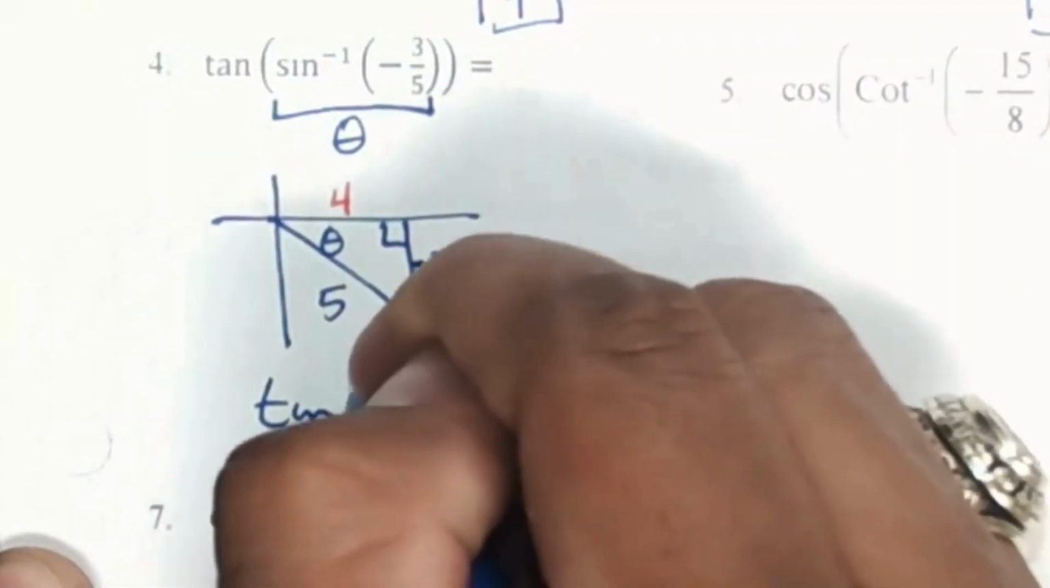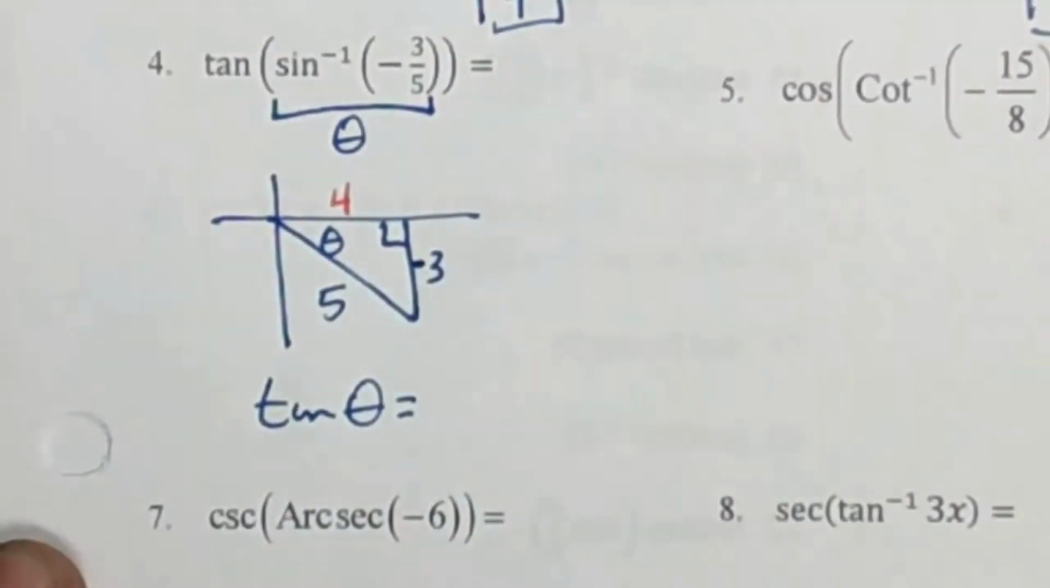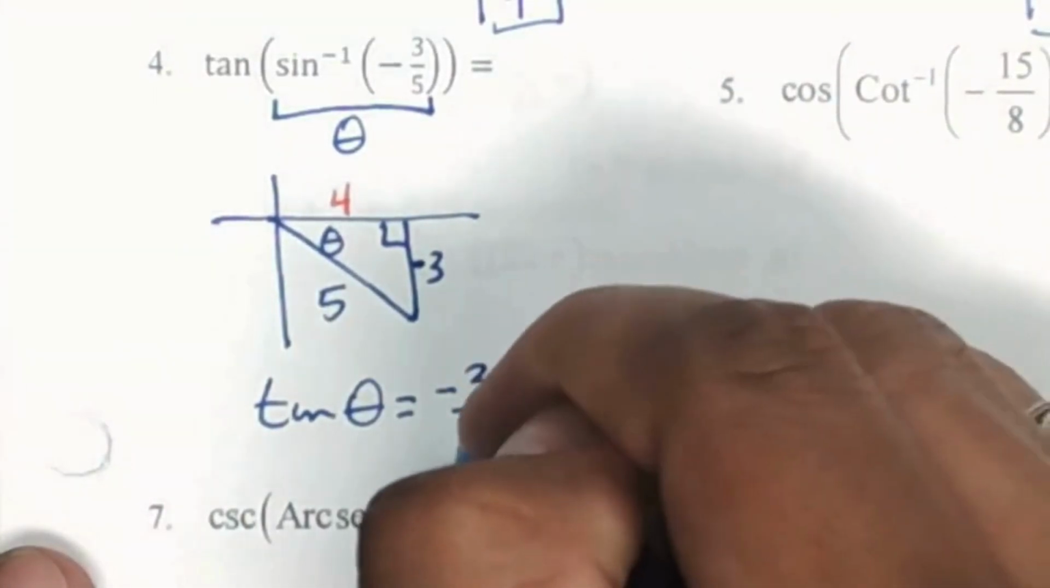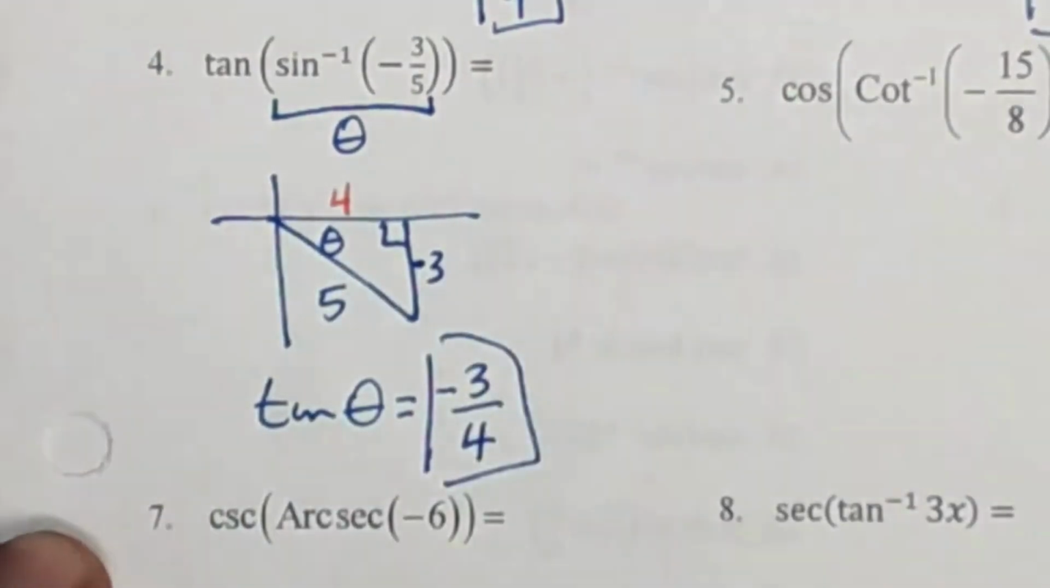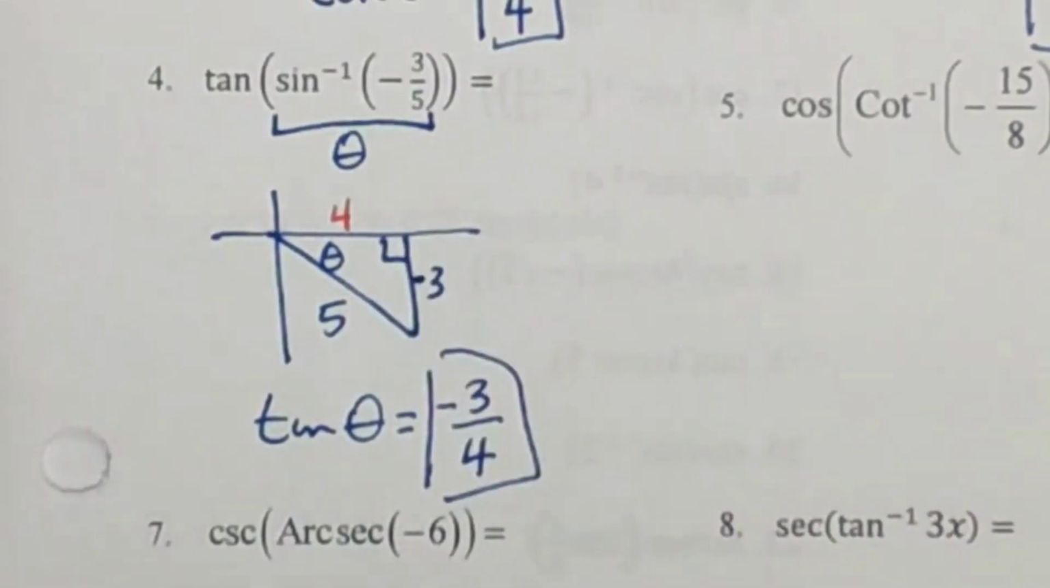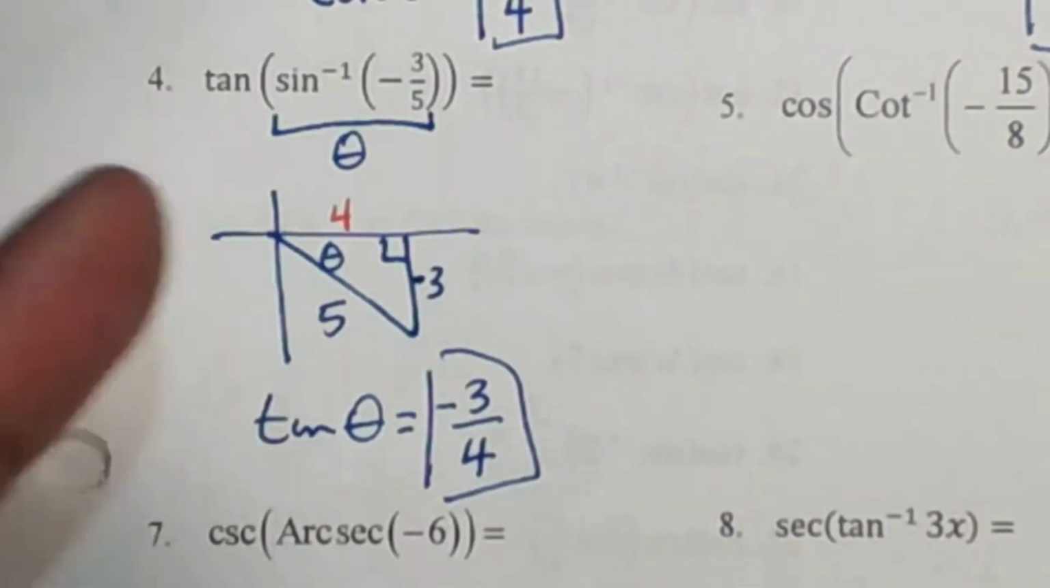So what is tangent of that angle of the triangle that we got here? Well, it's opposite over adjacent, so negative 3/4. Again, negative 3/5 is not on the unit circle, so I can't just figure out a unit circle value. I need to draw a triangle.